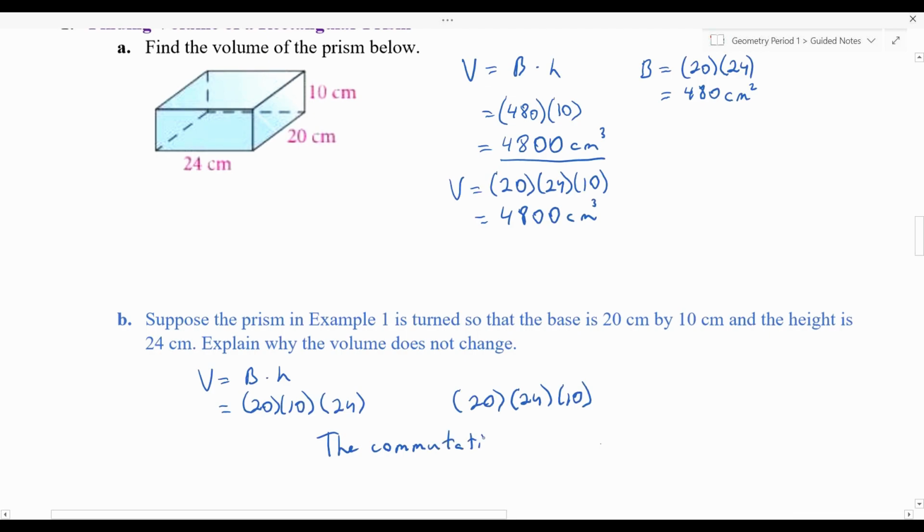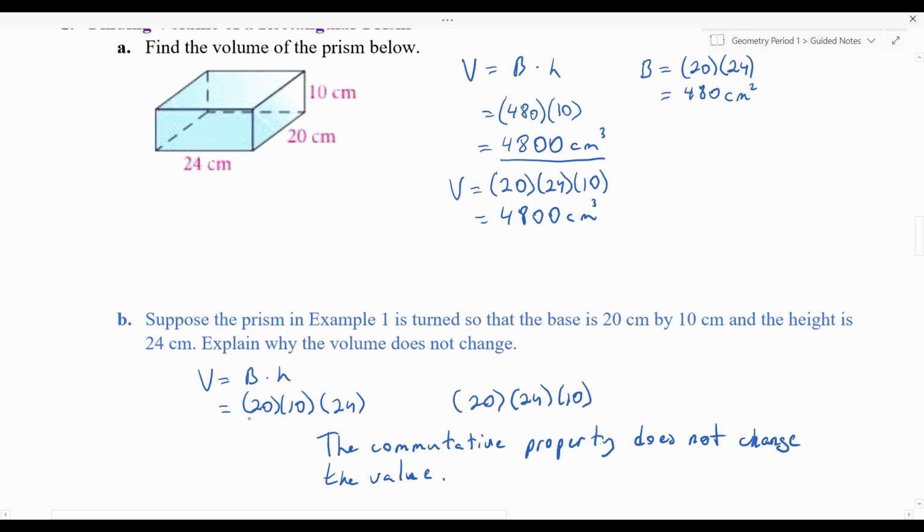does not change the value. All right, so the commutative property does not change the value.